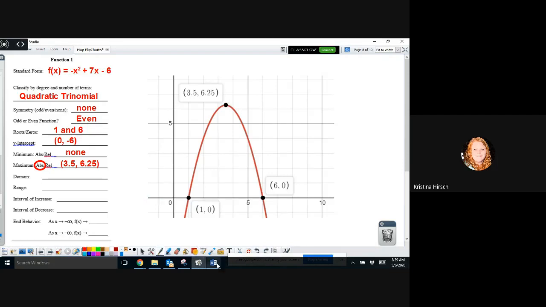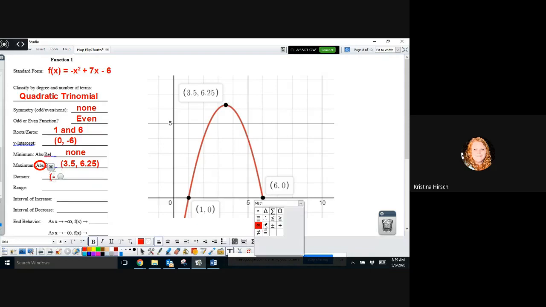Now, the domain for all of these types of functions, polynomial functions, is negative infinity to positive infinity.